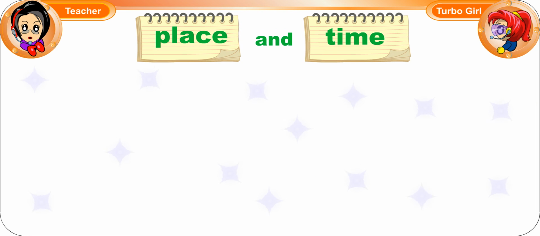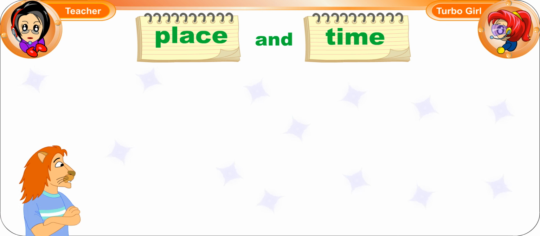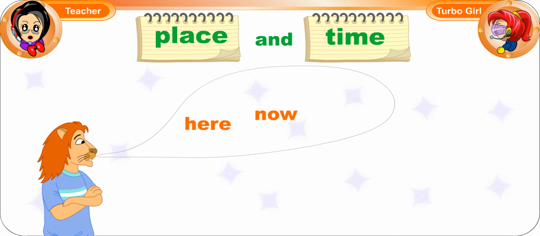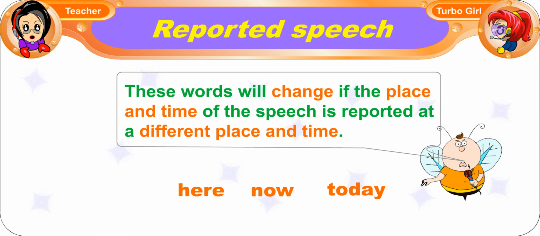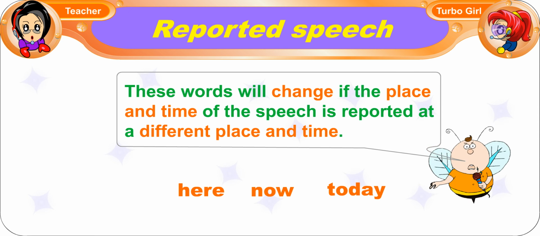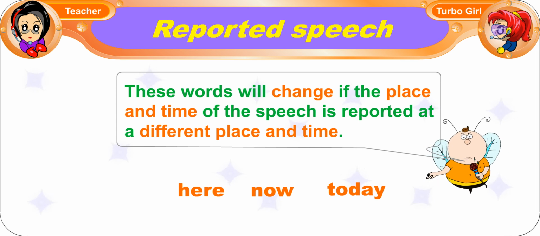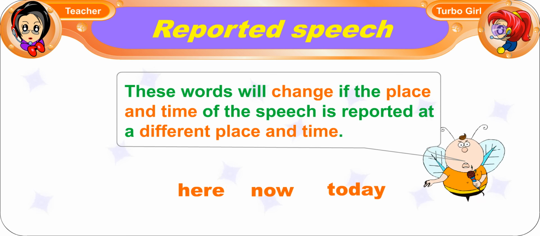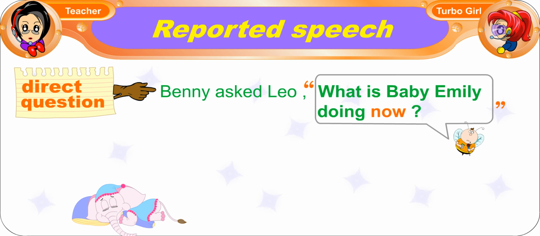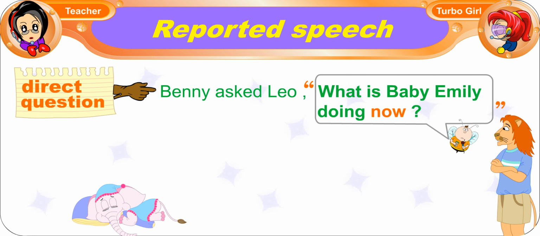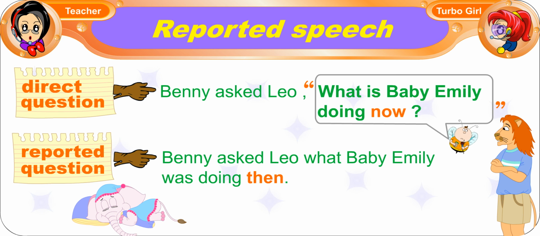5. Place and time. We often use words like here, now, and today to refer to the place and time in our speech. In reported speech, these words will change if the place and time of the speech is reported at a different place and time. For example, in direct speech, Benny asked Leo, "What is baby Emily doing now?" In reported speech, Benny asked Leo what baby Emily was doing then.